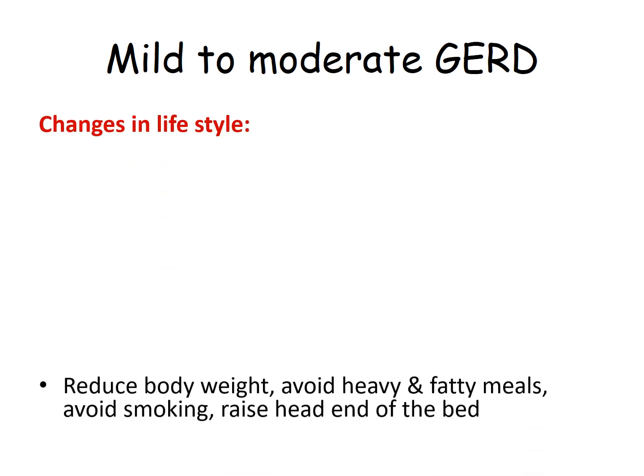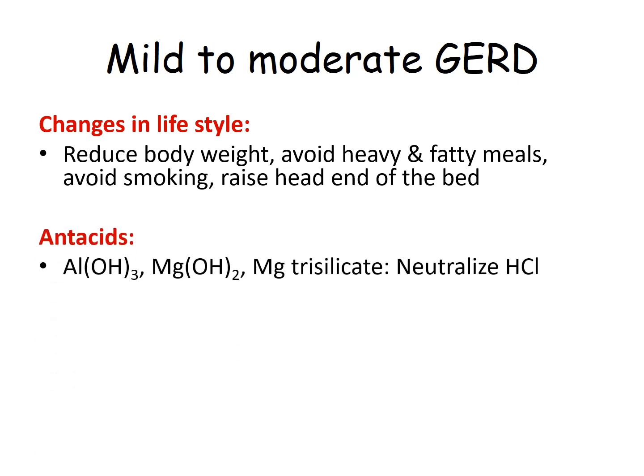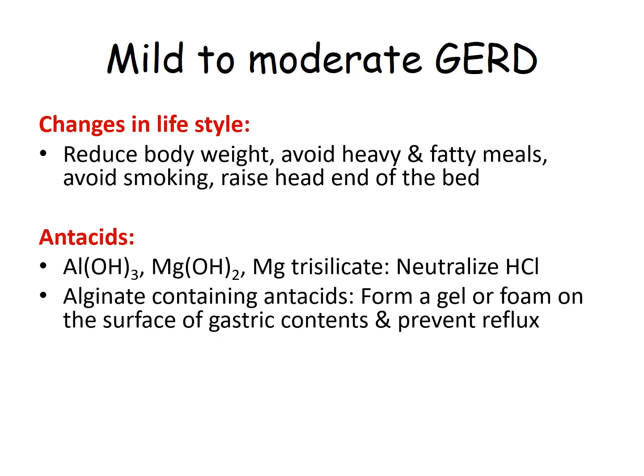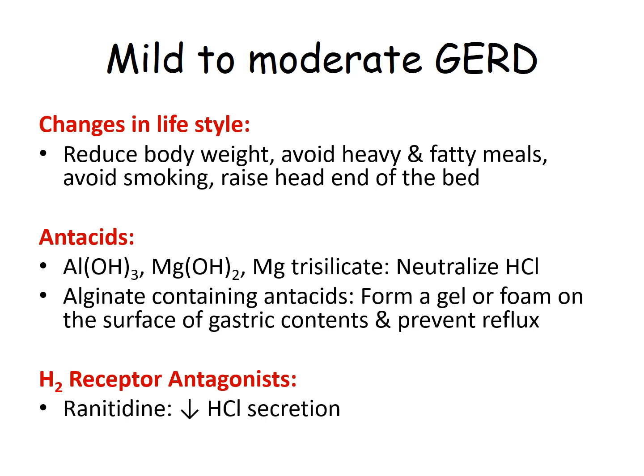When the symptoms are mild to moderate, important treatment modalities are change in lifestyle, reduce body weight, avoid heavy or fatty meals, avoid smoking, raise the head end of the bed. Then antacids: aluminum hydroxide, magnesium hydroxide, magnesium trisilicate, which neutralize the HCl. Alginate containing antacids form a gel or foam on the surface of gastric content and prevent the reflux. And H2 receptor antagonists like ranitidine, which decrease the HCl secretion. So this is the group of drugs used when the symptoms are mild to moderate.